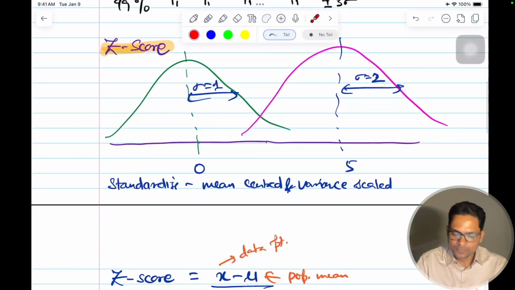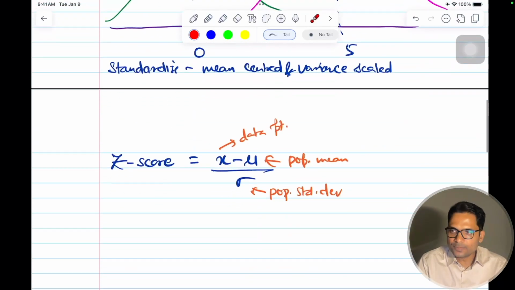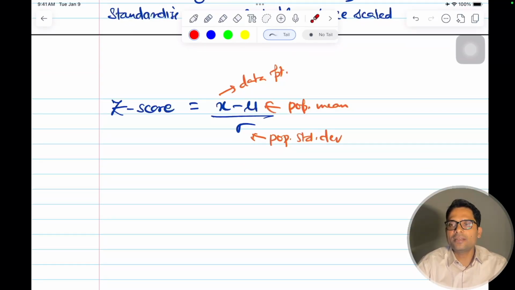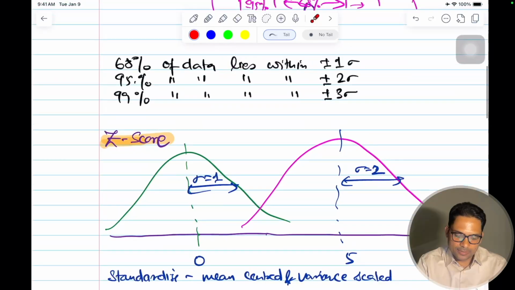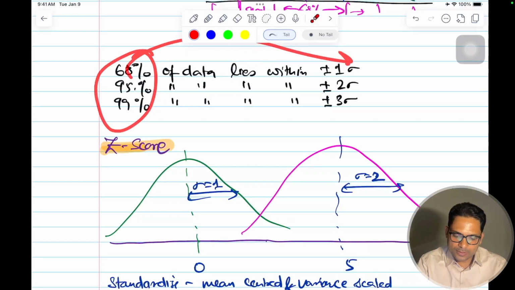Okay, let's move on. This X is an individual data point. So the z-score helps define the probabilities. These are the standard probabilities of finding the data within a given number of standard deviations, and the z-score maps these two values.